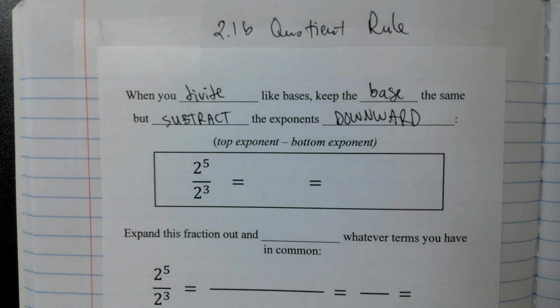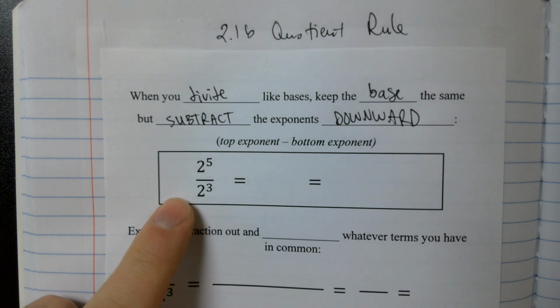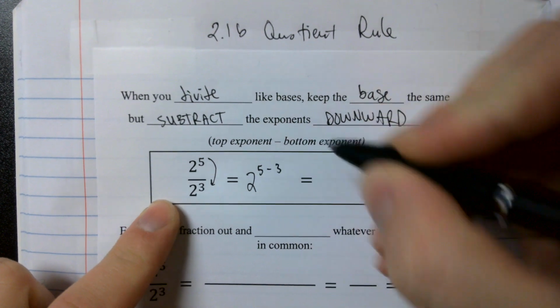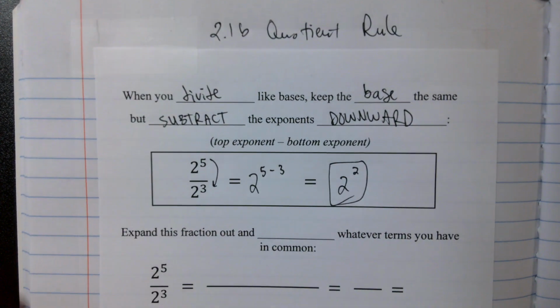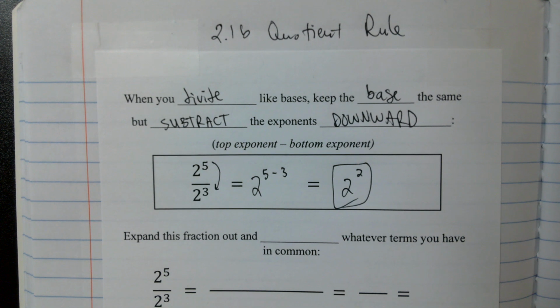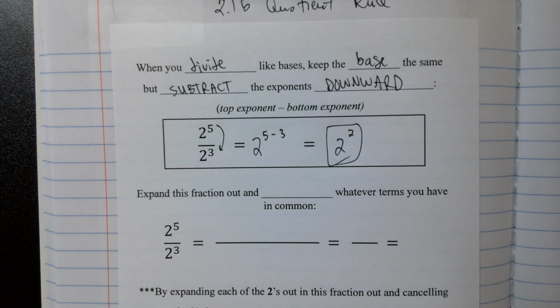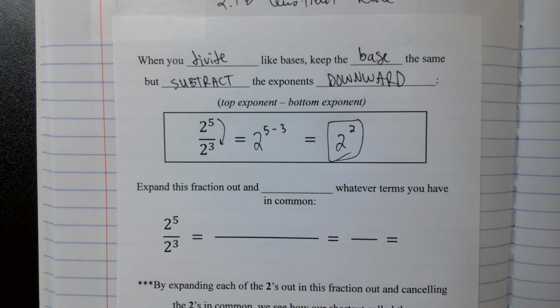What would 5 minus 3 give us? What's 5 minus 3? 2. So it's essentially the exact opposite. When we multiply, we got to add them. When we divide, we got to subtract them. So 2 to the 5th over 2 to the 3rd, we subtract down 5 minus 3. Gives me 2 to the 2nd power. So that's the shortcut. That's the easy way to do it.